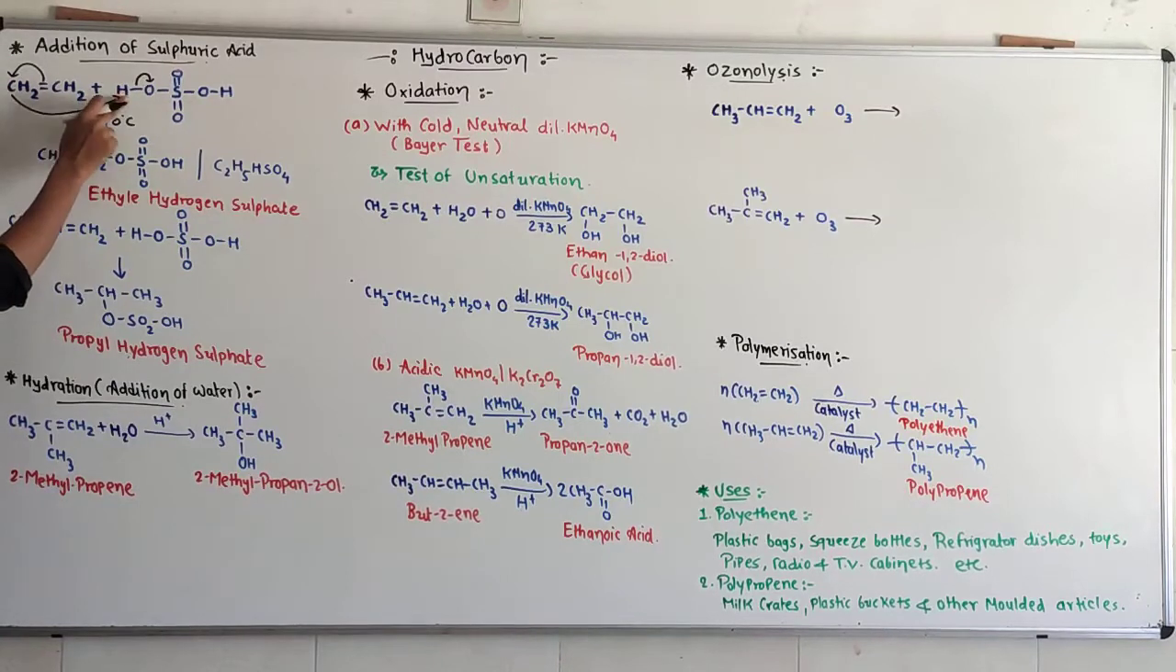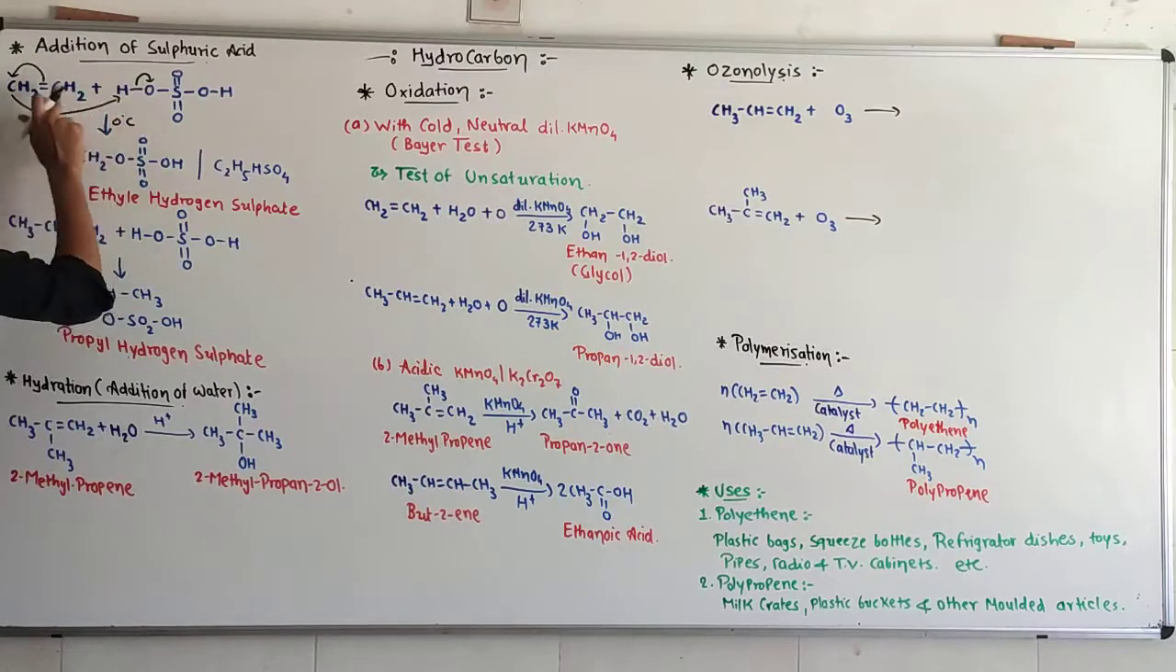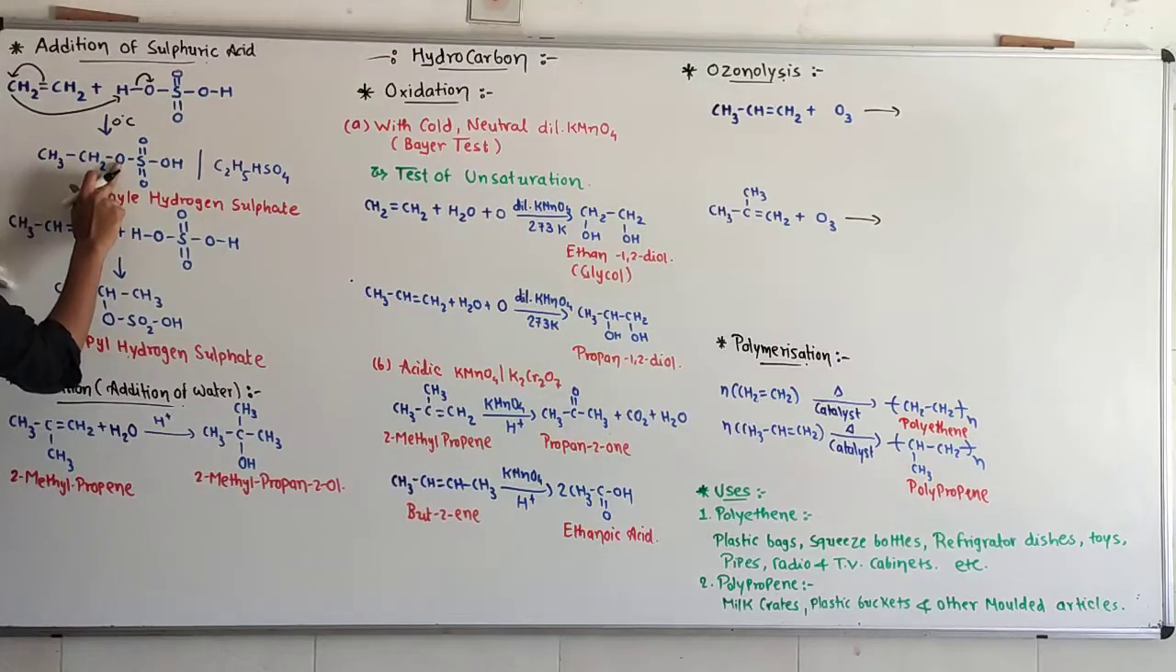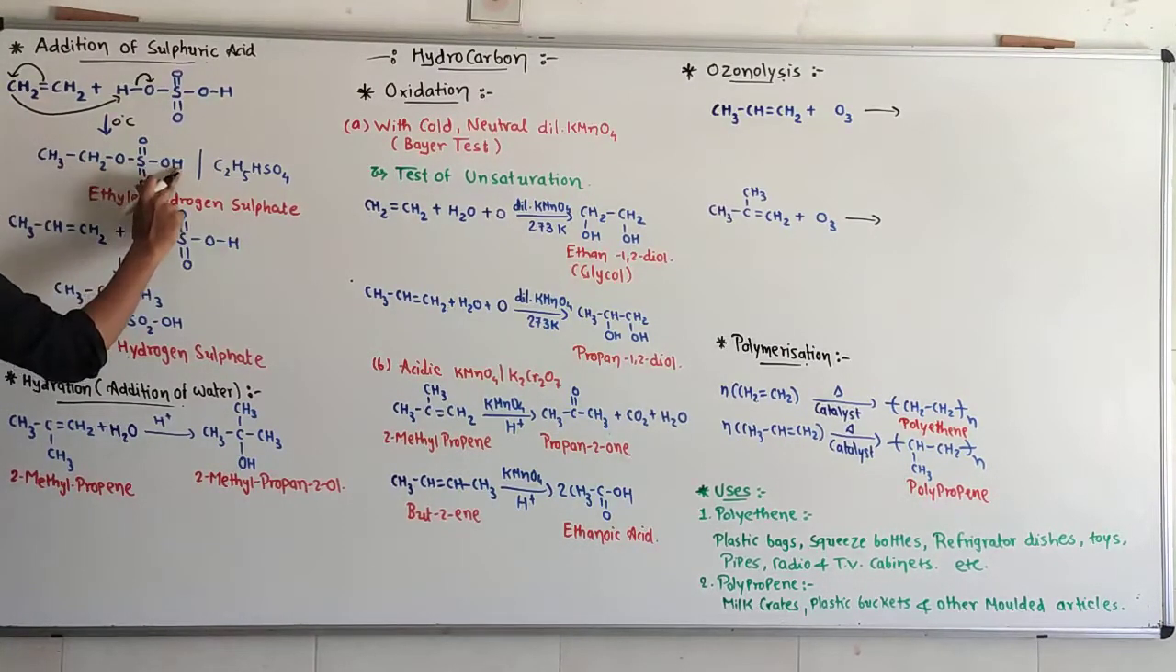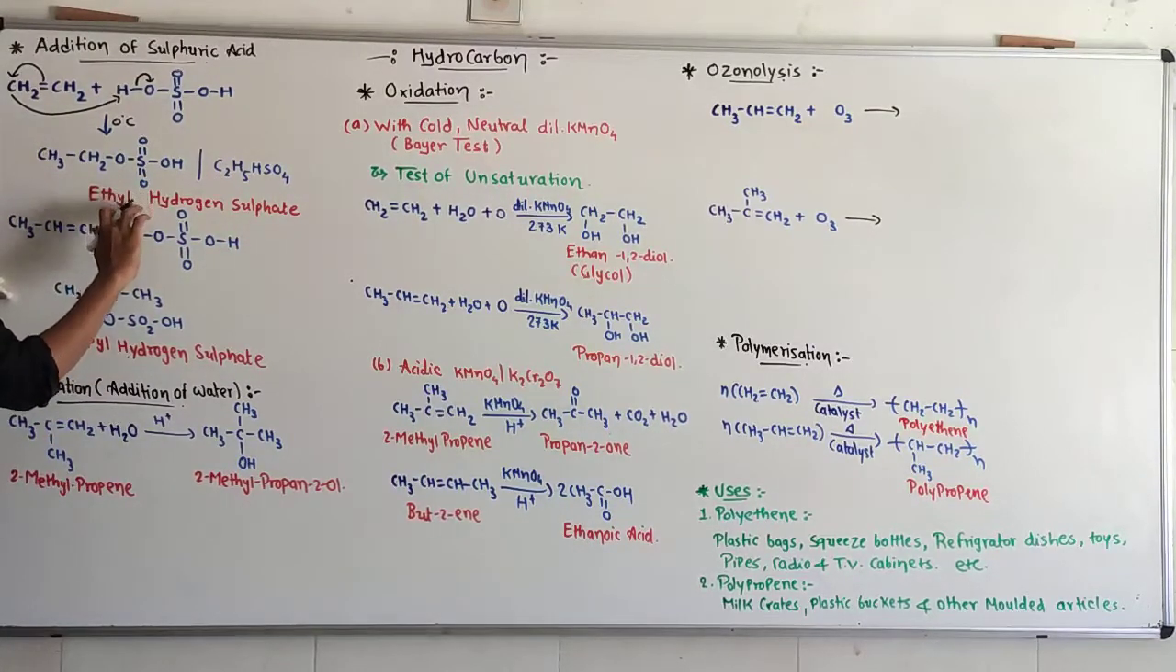So CH2 plus hydrogen gives me CH3. The pi bond is broken, so a single bond, CH2. And CH2 combines with the oxygen, because this carbon is positive and this oxygen is negative. So CH2 with oxygen, O, SO2, OH, according to your text. The molecular formula will be C2H5HSO4. So C2H5 is ethyl hydrogen sulfate. We simply get ethyl hydrogen sulfate.